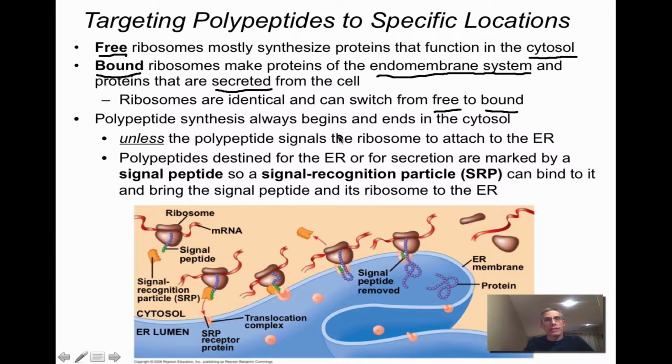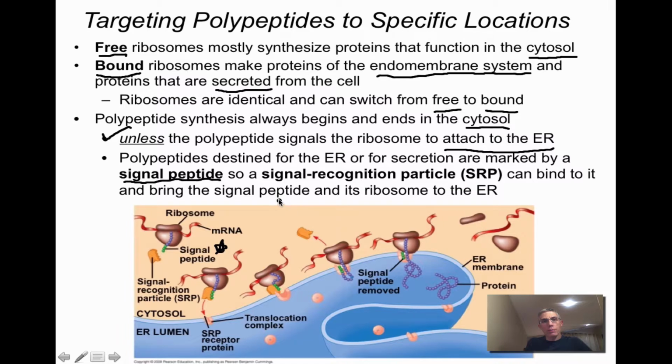Now, polypeptide synthesis will always begin and end in the cytoplasm unless, and this is an exception to the rule, the polypeptide signals the ribosome to attach to the ER. So polypeptides destined for the ER or for secretion are going to be marked by a very special signal peptide. You can see that signal peptide located right down here on this ribosome. Again, this is a free ribosome currently in the cytoplasm.